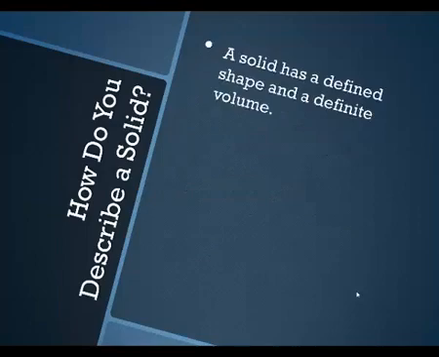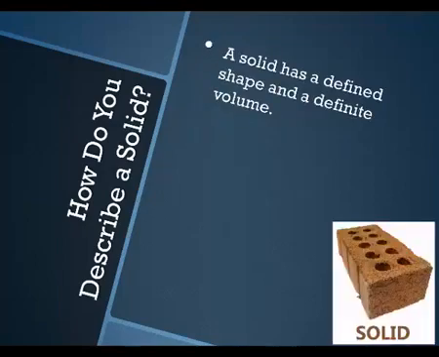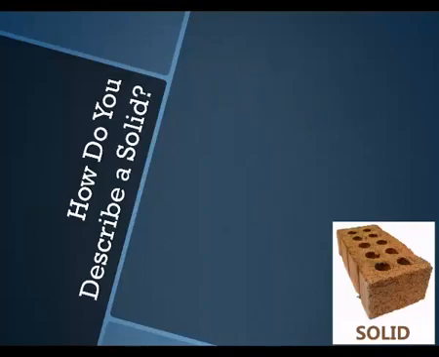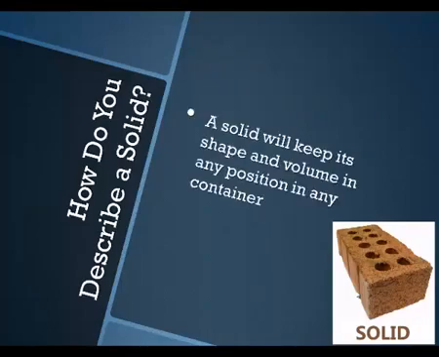A solid has a definite shape, it has a definite volume. A brick is an example of that. A solid keeps its shape and volume in any position in any container. So if we were to take a brick and put it in a 5-gallon bucket, it would remain the shape that it is.